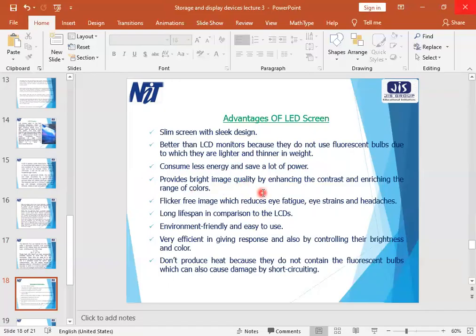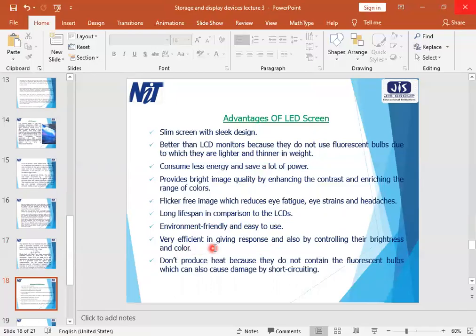They provide bright image quality by enhancing the contrast and enriching the range of colors. The range of colors is also large. The images in an LED screen are flicker free. Due to that, there is no fatigue in our eyes, there is no eye strain, and headaches do not occur due to use of LED screen for hours and hours. These are environment friendly and also easy to use.